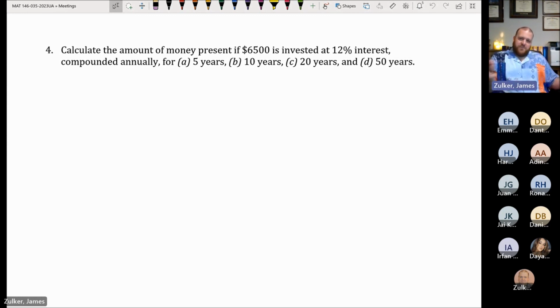So I'm basing this to show you why you should probably start investing as soon as you're able to, which is 18. Right, so I'm assuming an 18-year-old does one deposit of $6,500 into an IRA, picks good funds that average 12% per year rate of return. We're going to see, okay, after 5 years, how much do they have? After 10, after 20, and then after 50, which would be age 68.